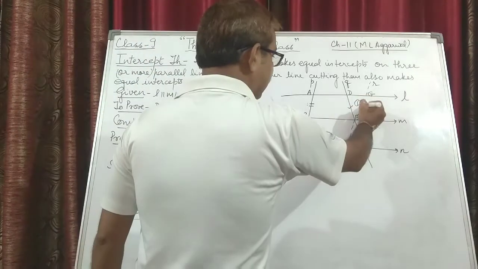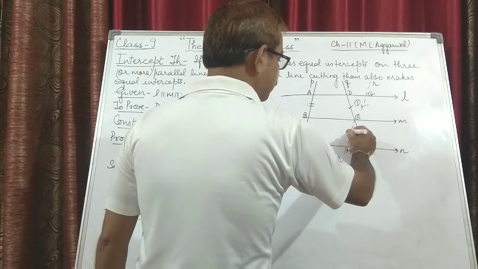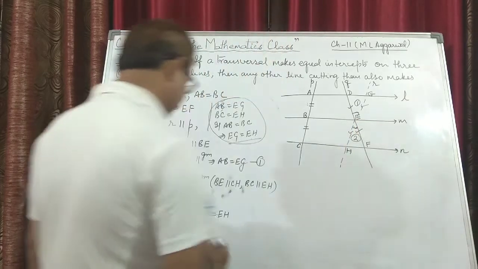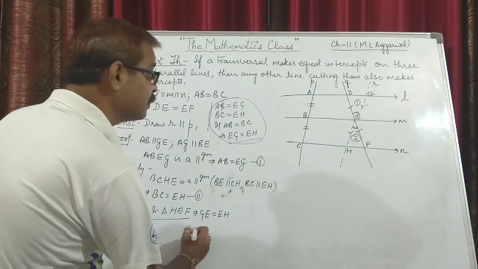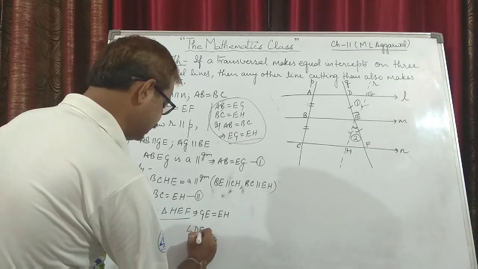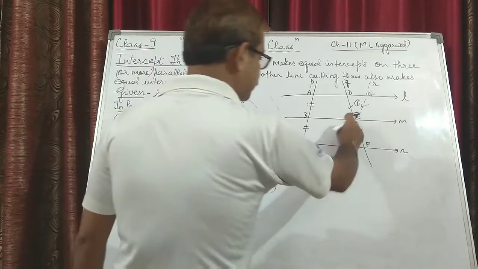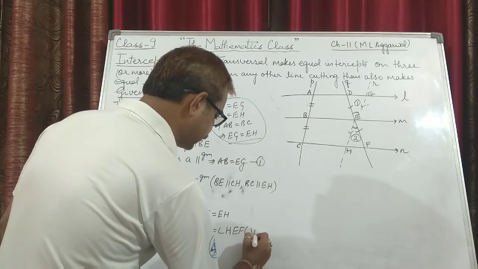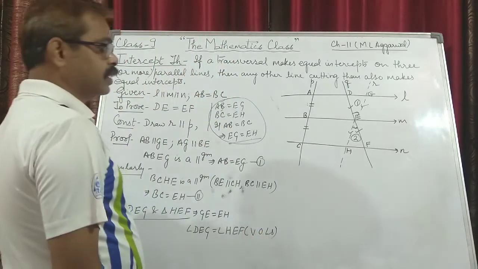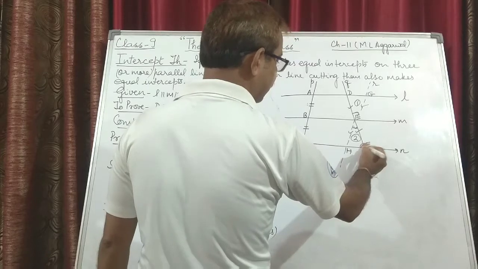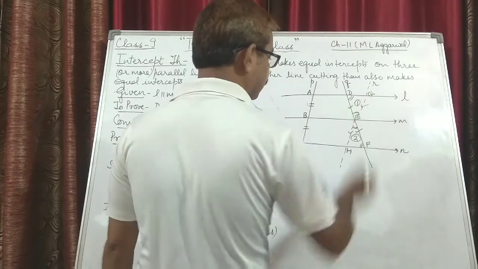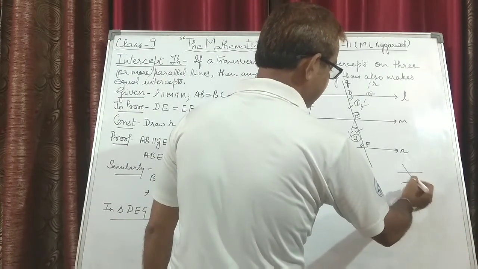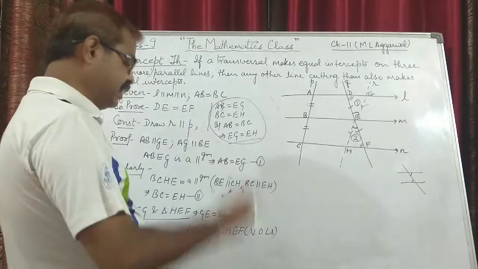Now in this triangle we already have EG equal to EH. Then we can say that this angle and this angle are vertically opposite angles, so they can also be equal. Second point, we can say angle DEG is equal to angle HEF. Why? Vertically opposite angles. Third, we can say that this angle and this angle are equal because these are two parallel lines and a transversal is cutting them. So this angle and this angle will make alternate interior angles.